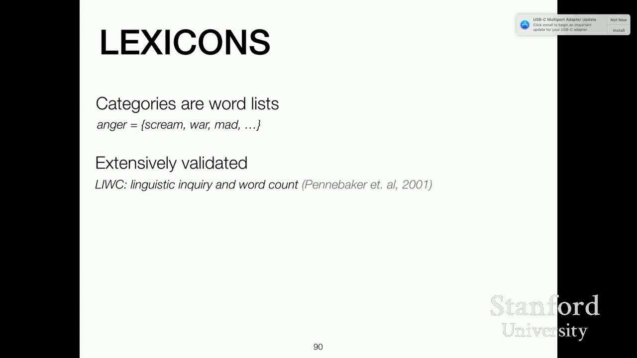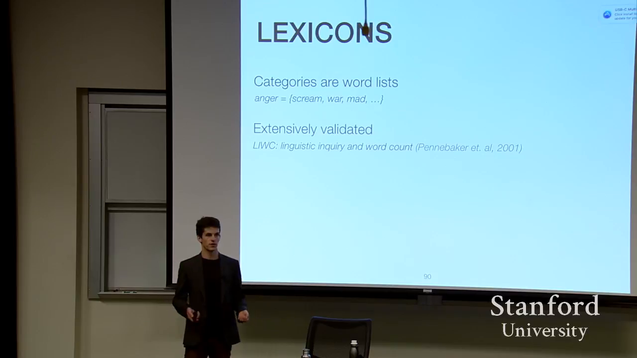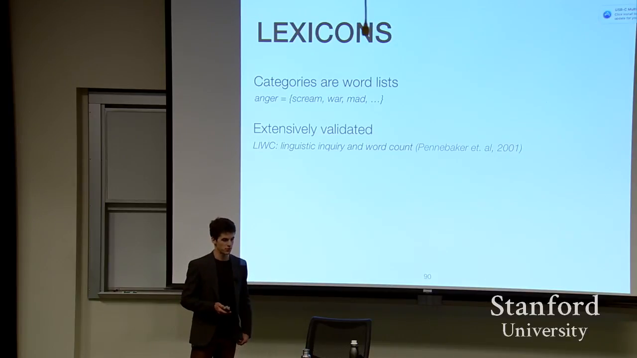So a very common kind of model that people use here is what's called a lexicon, a category that is represented by a list of words. So for example, if I want to measure anger in text, I have this word list that contains words like scream, war, mad, and so on. And I use that word list to analyze the text across the category that I'm interested in.